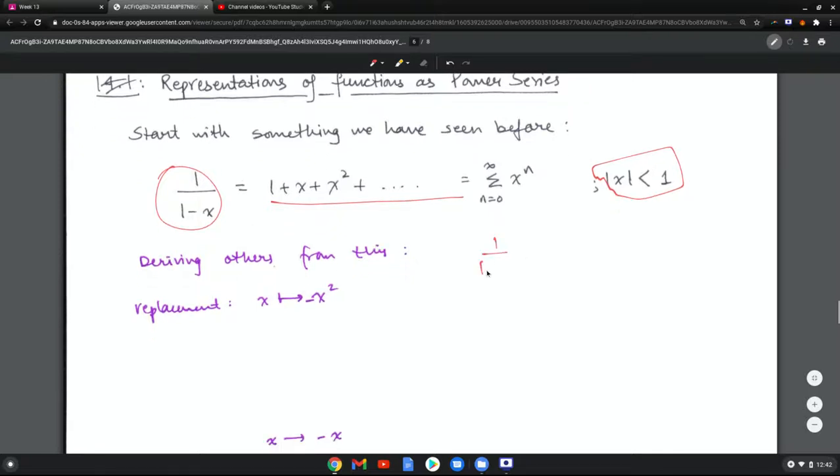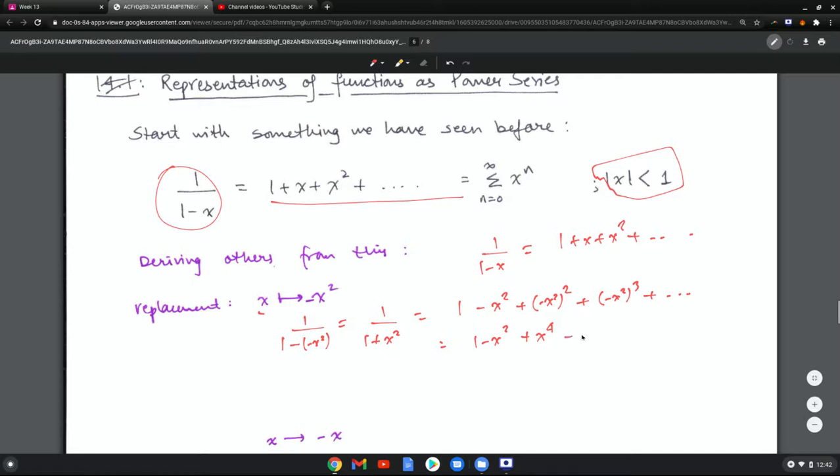If I know that 1 over 1 minus x is 1 plus x plus x squared, and so on, what happens if I replace x by negative x squared? Then I get 1 over 1 plus x squared is 1 minus x squared plus negative x squared squared plus negative x squared cubed, and so on, which is 1 minus x squared plus x to the 4 minus x to the 6 plus x to the 8 minus x to the 10, and so on.